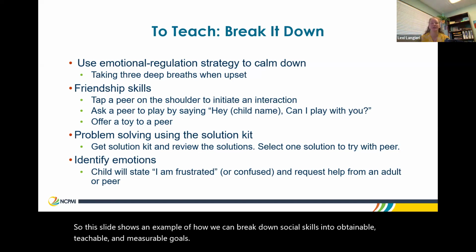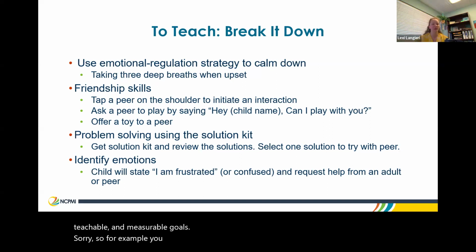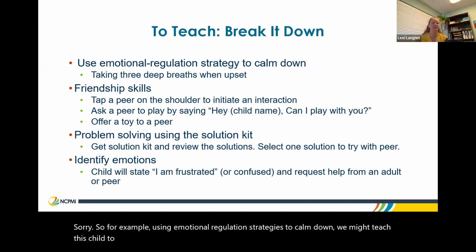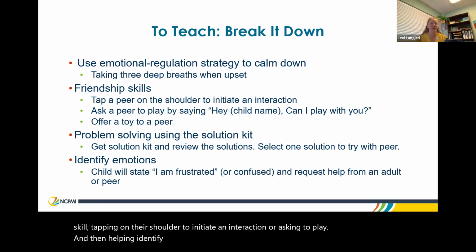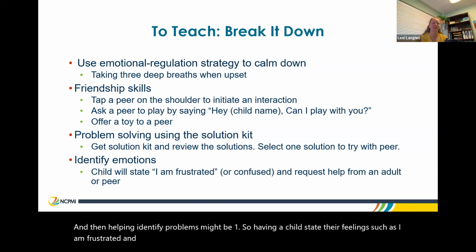Sorry. So for example, using emotional regulation strategies to calm down, we might teach the child to take 3 deep breaths when they're upset. Or if we're trying to teach a friendship skill, tapping on their shoulder to initiate an interaction or asking to play. And then helping identify problems might be one. So having the child state their feelings, such as I am frustrated, and then receiving the help that they need from an adult or a peer.